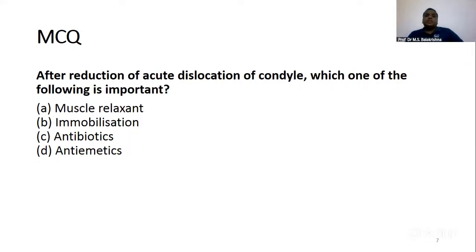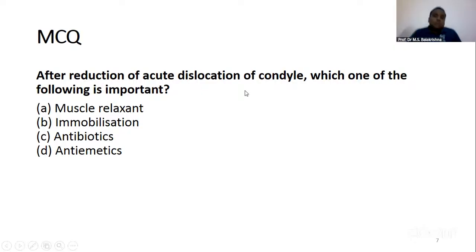Now coming to next question. After reduction of acute dislocation of condyle, so condyle is there, maybe a hit came and the condyle got deviated. Which one of the following is important? Right. So once the condyle got deviated, it has to be fixed. So what will you do? Muscle relaxant, immobilization, antibiotics, or antiemetics. So here antibiotics and antiemetics can be given later, and antiemetics are not required unless the patient has a vomiting sensation.